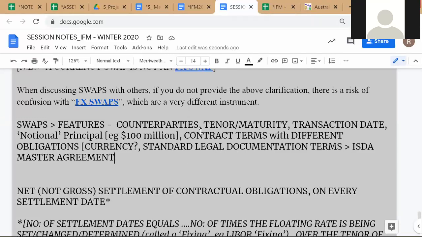Use the framework that I've given you here. These are all part of the contract obligations: standard legal documentation terms, the ISDA Master Agreement. That is the legal documentation under which you're doing most of these transactions. So this pretty much covers the basic structure of a swap. Once we have understood this basic swap structure, we can quickly cover the rest of the material, which we'll cover in the next session.